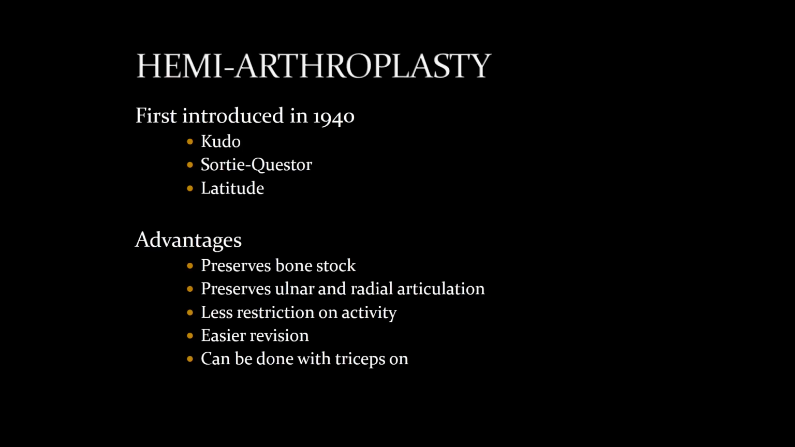Hemiarthroplasty was first introduced in 1940 with the Cuda prosthesis, and more recently has been given popularity with the latitude prosthesis. And the reason for this is that the latitude incorporates the radial head into it. There's a lot of work being done recently in hemiarthroplasty, and the advantage is that it preserves the bone stock. It preserves your radial and ulnar articulations. You have less restriction on activity. The patient's mobilized soon. It's easier to revise, and it can be done with a triceps on approach.